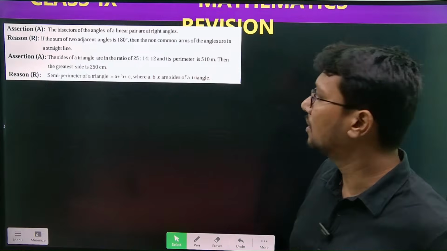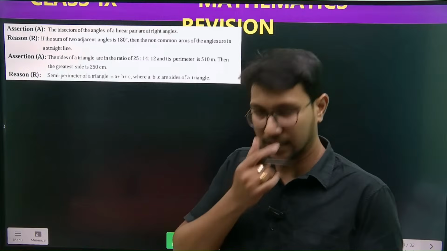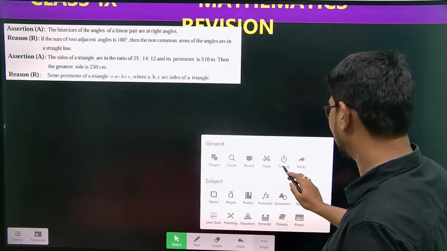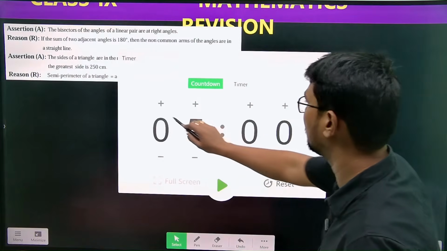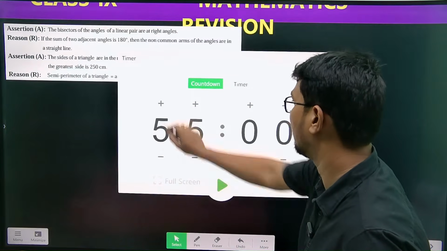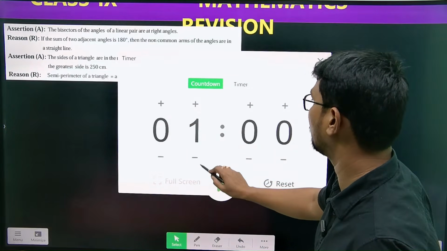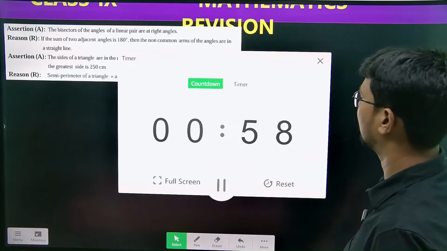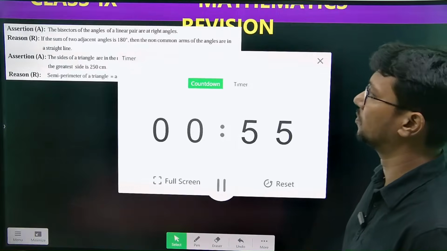Children, solve and write the answer quickly. What is the answer? Write the answer. Okay, I'm waiting for your answer, then after that I'll start. I am giving you 1 minute to solve the first question only. Within 1 minute, solve the first one. Time started now. First one only.